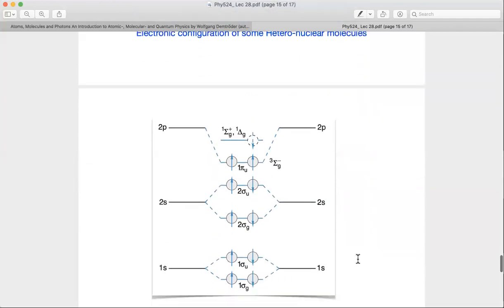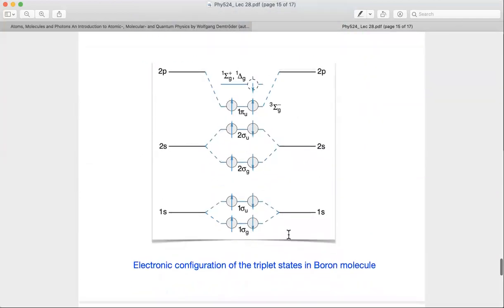Okay, these are some electronic configurations for heteronuclear molecules. Here's another diagram to look at the electronic configuration of some of the states in the boron molecule. Boron is a 2p molecule. The lowest ground state was 1s, 1s. The 1s, 1s came and formed 1 sigma g, 1 sigma u states, in a singlet combination.